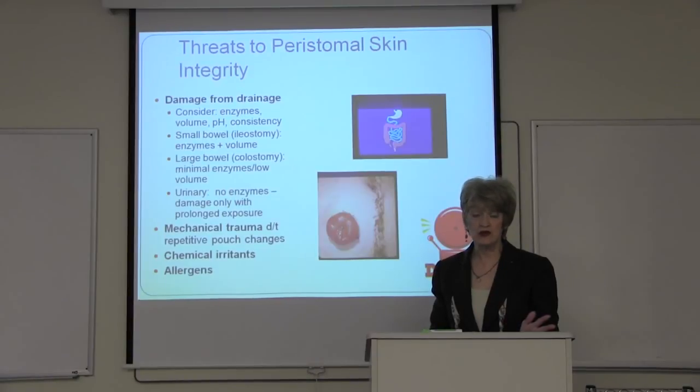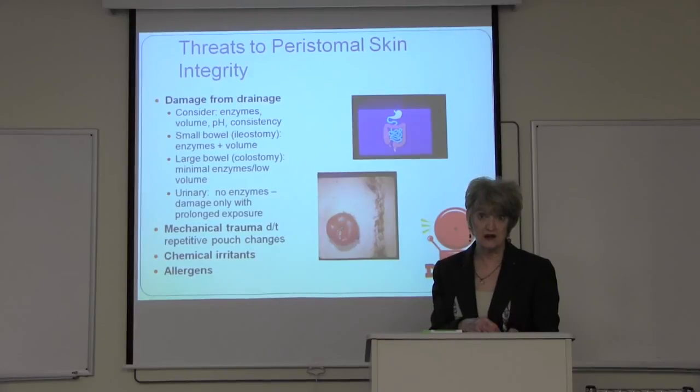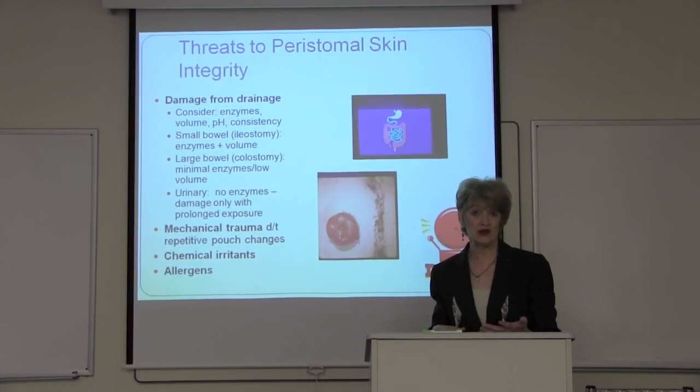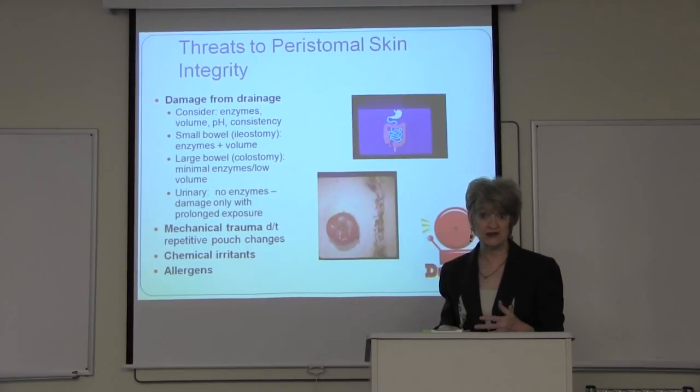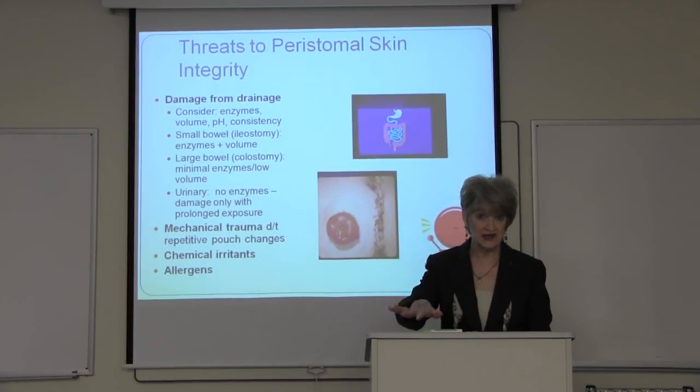In looking at urine, urine has no enzymes. The pH is usually very close to that of the skin. So urine causes damage to the skin only if it is allowed to pool on the skin, only if you get prolonged contact. So it means in a patient with a urinary diversion, our major focus is establishing an effective pouch seal so that the urine flows into the pouch and is not sitting on the skin.